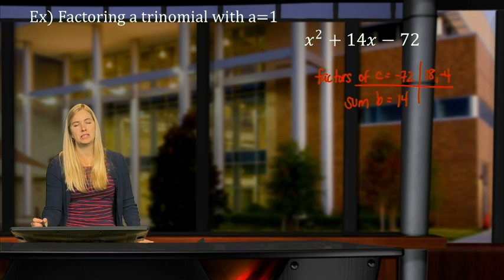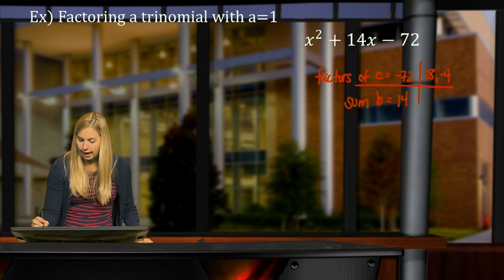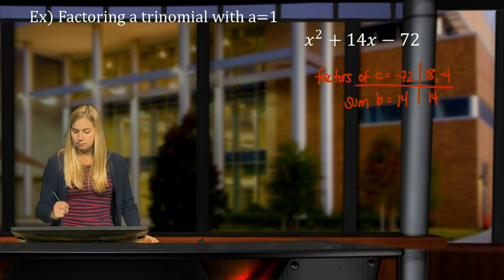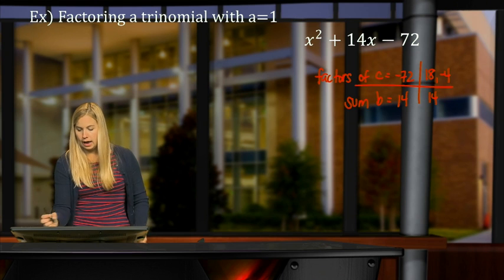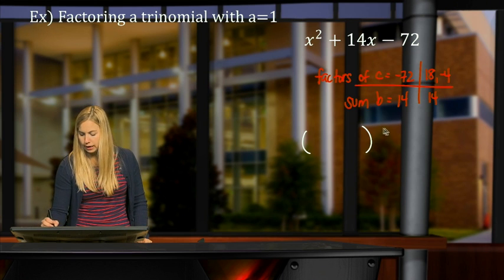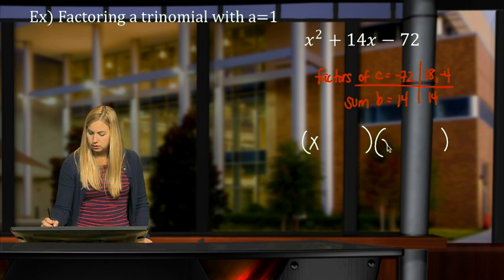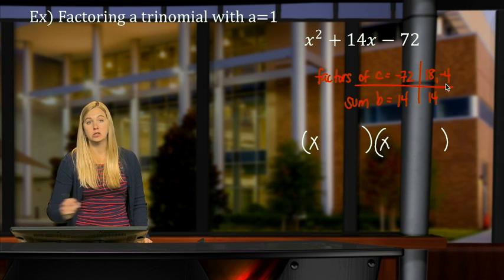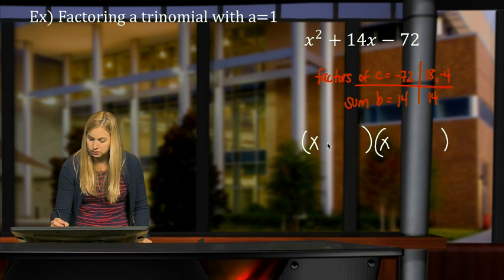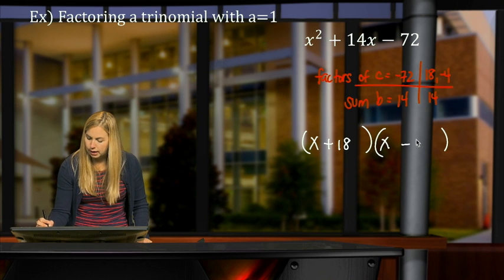This is one of those steps that you want to be very careful in, that your signs are correct. When I add 18 and negative 4, I get 14. And now I can go straight to my 2 binomials, starting with x, and then I use my 2 factors to fill in the binomials. Plus 18 minus 4.